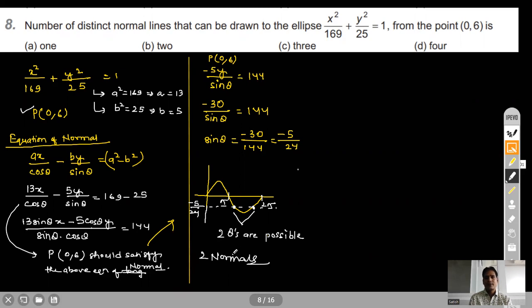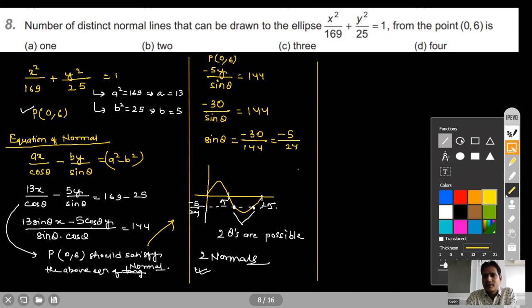No doubt there will be two normals, but there is one more catch in this question. If you observe the point, this is 0 comma 6. I am accepting two normals are okay. But if you observe more closely, you will be able to see there is one more normal possible. How? Let's see. For that, I will need the help of a sketch. I will draw it quickly. Suppose this is our ellipse, and this is the coordinate axis.